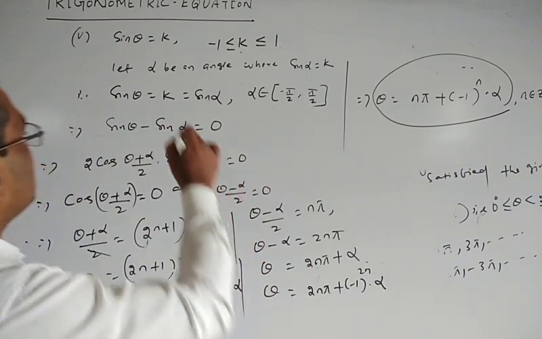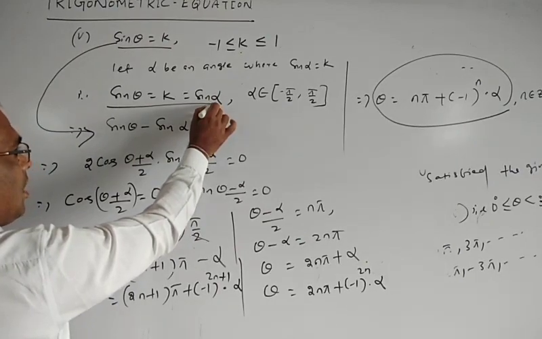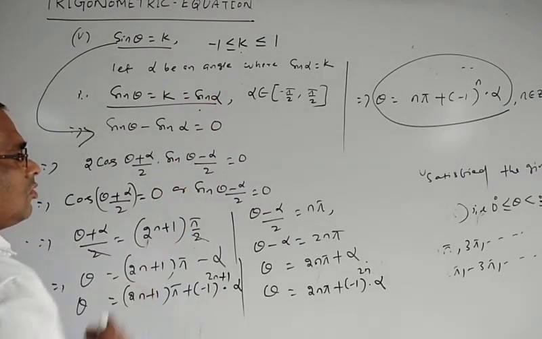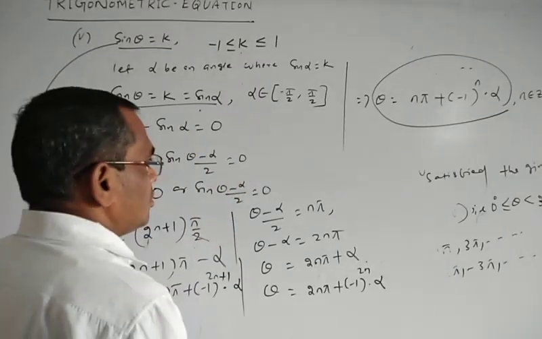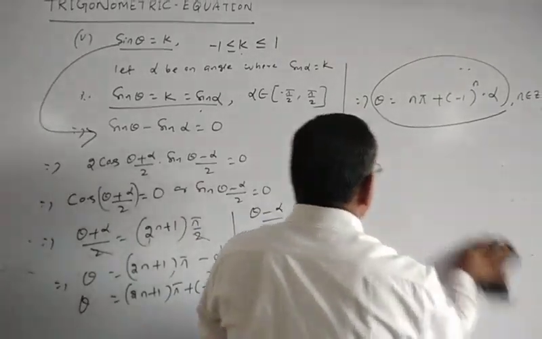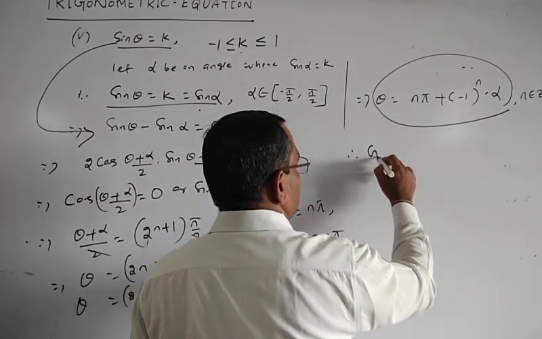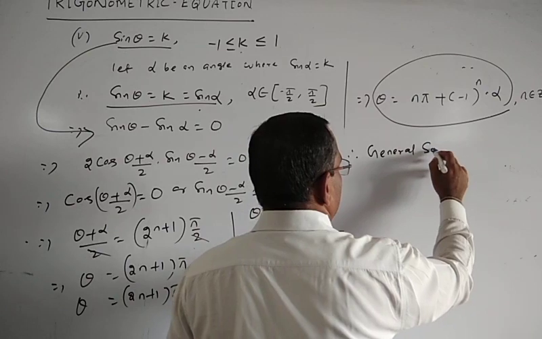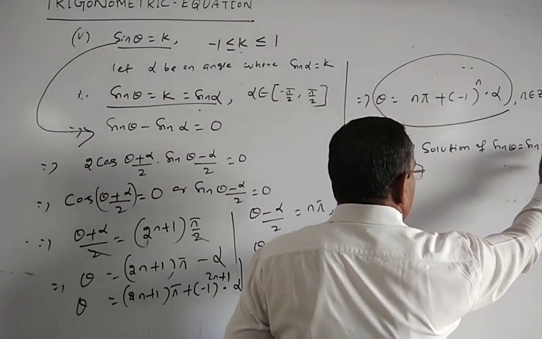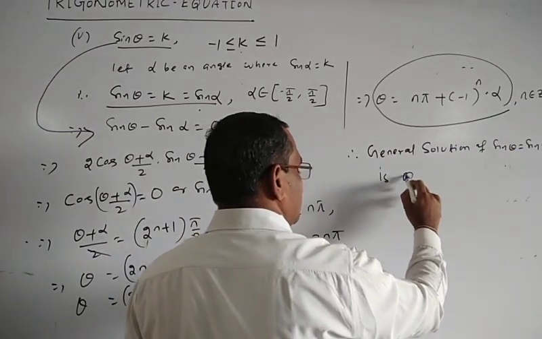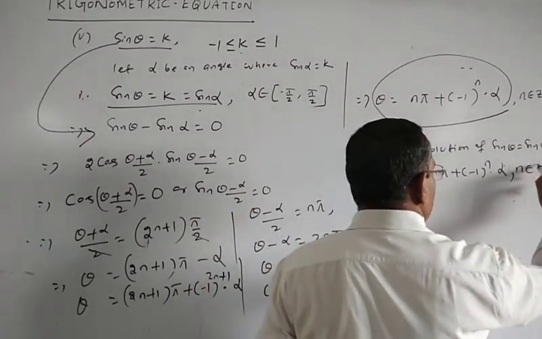So sin theta is equal to k. This equation can be transformed in this way: sin theta is equal to sin alpha, and its general solution is theta is equal to n pi plus minus 1 to the power n into alpha, where n belongs to Z set. This is the general solution of sin theta is equal to sin alpha. Therefore the general solution of sin theta is equal to sin alpha is theta is equal to n pi plus minus 1 to the power n into alpha, where n belongs to Z set.